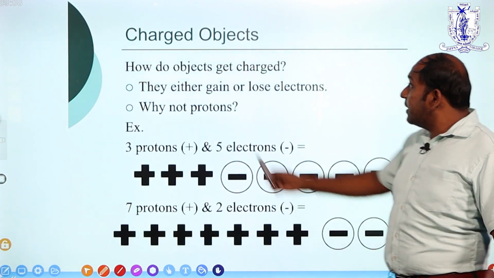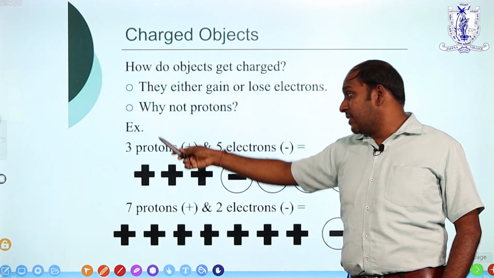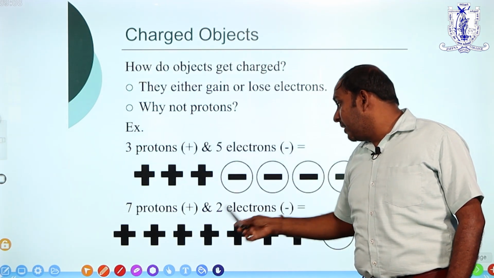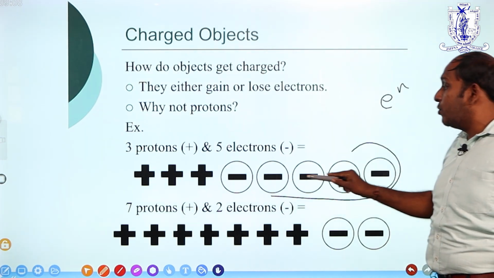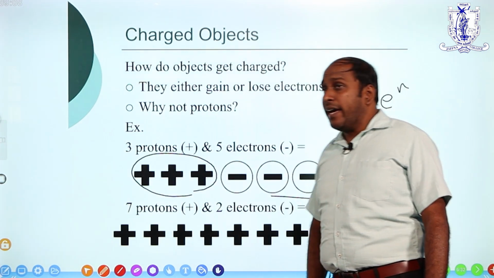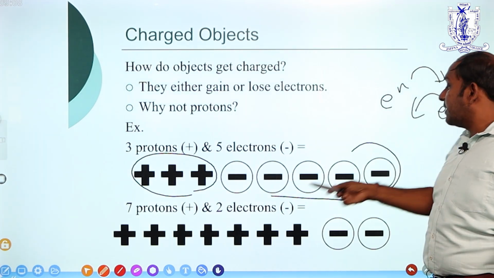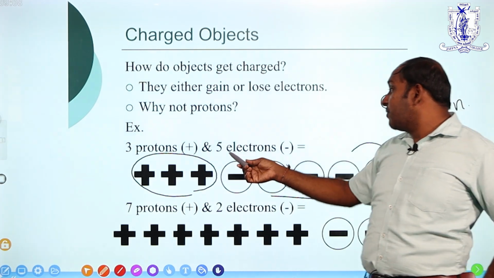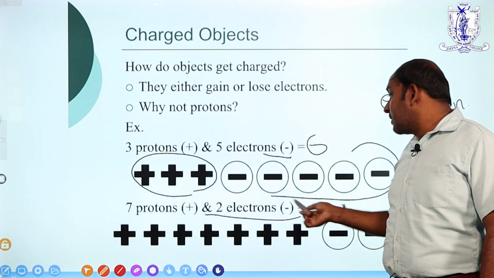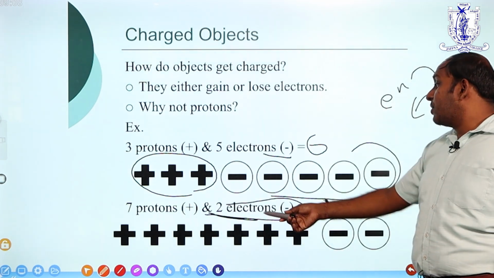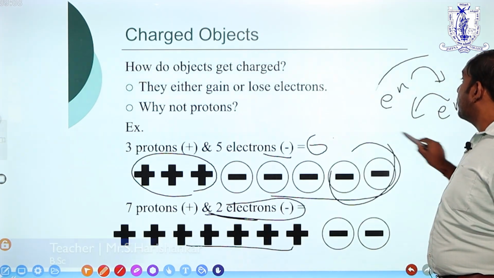But here the important thing: when objects become charged, they either gain or lose electrons. Only the electron is moved; there is no movement of the positive ions. Electrons are losing or gaining, and this is how charge is created. For example, 3 protons and 5 electrons: the result is negatively charged. 7 protons and 2 electrons: there are fewer electrons, so the result is positively charged. The main thing is that only electrons move.